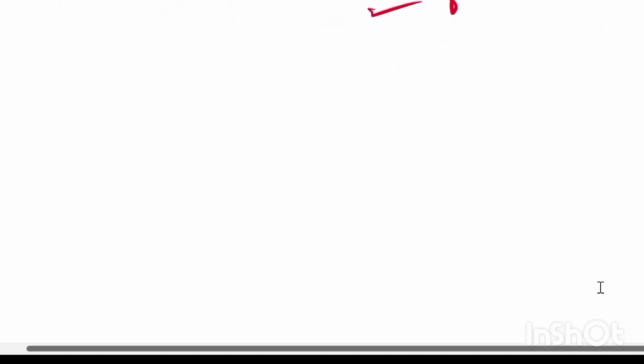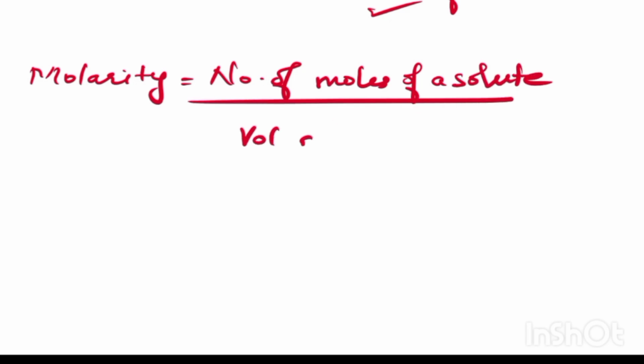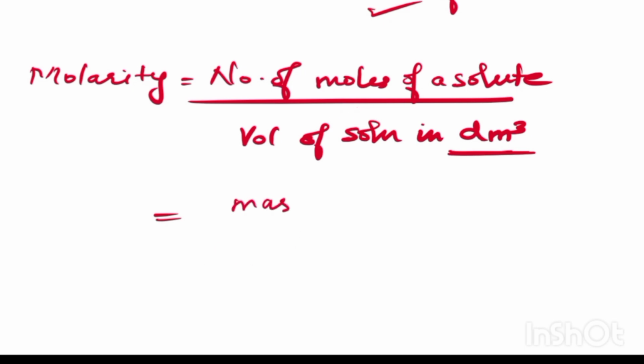So next is molarity. So how will you find the molarity? Molarity is actually equal to number of moles of a solute divided by volume of solution in dm cube. Okay, we should make sure the value is in dm cube. So what is the formula of number of moles? Number of moles has another formula also, which is mass divided by molecular mass. Okay, molecular mass.